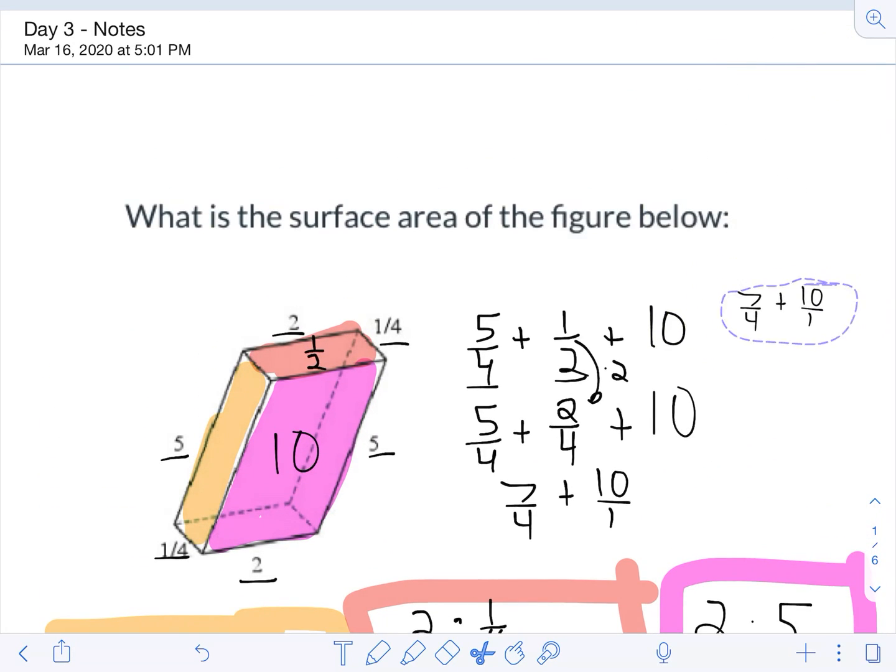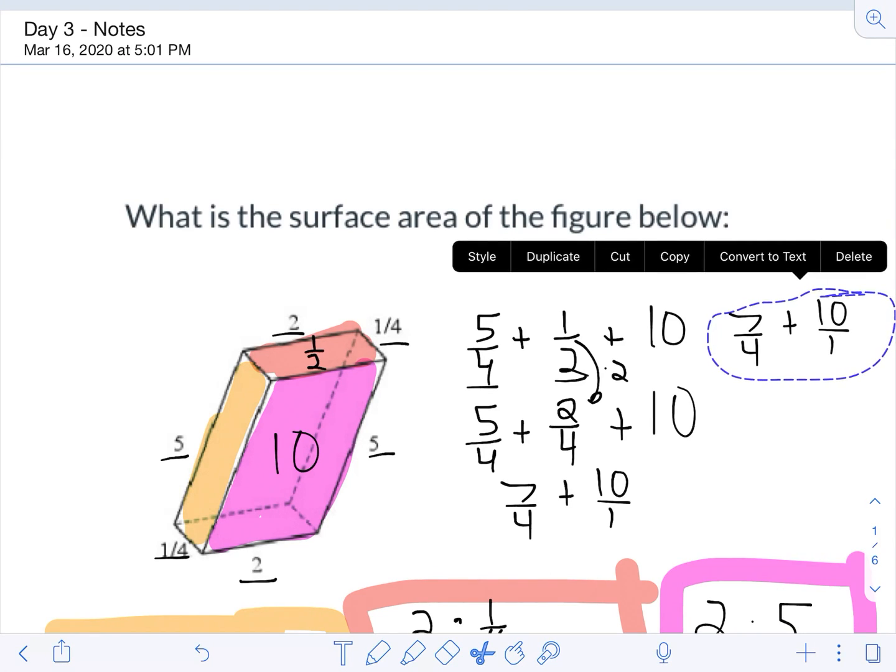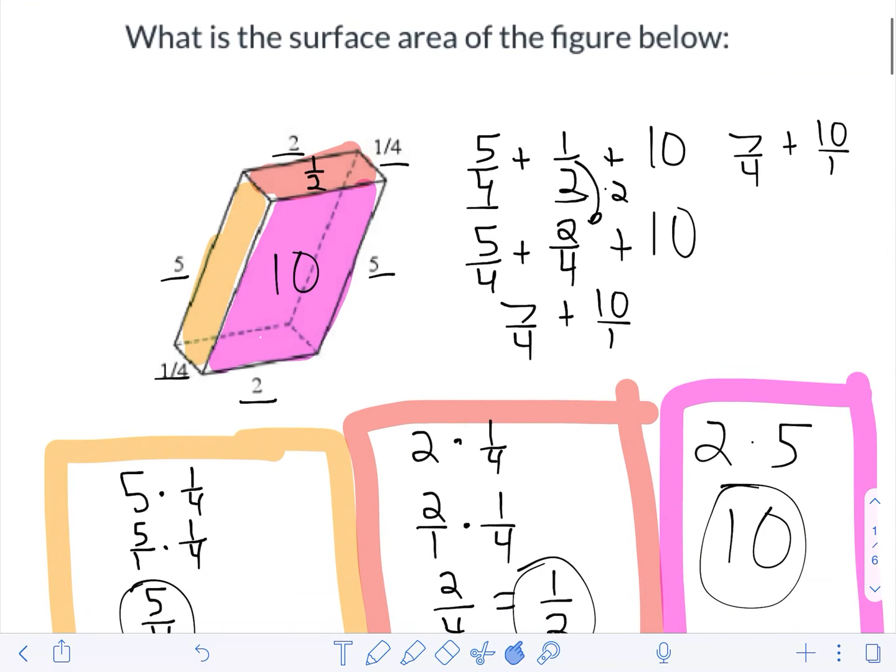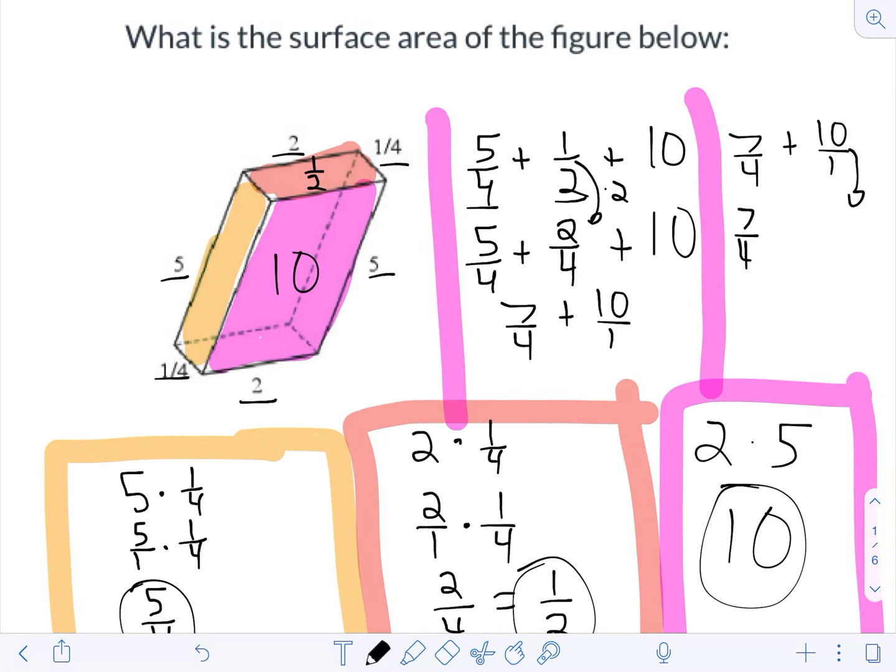Oh, no, wait, where'd it go? Sorry, I just had to move it around a little bit. Okay. 7 fourths plus 10 over 1, I can make that 1 into a 4. So that's 7 fourths plus 40 over 4. Add them up. You get 47 over 4. Oh my gosh, are we done yet? Almost, my friends, almost. Okay, now all we have to do is just double it.